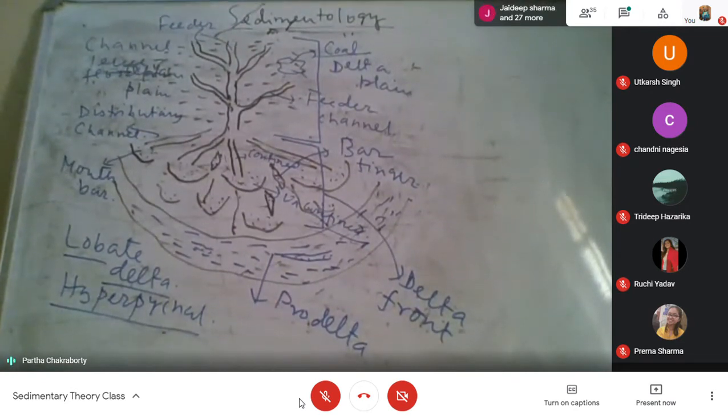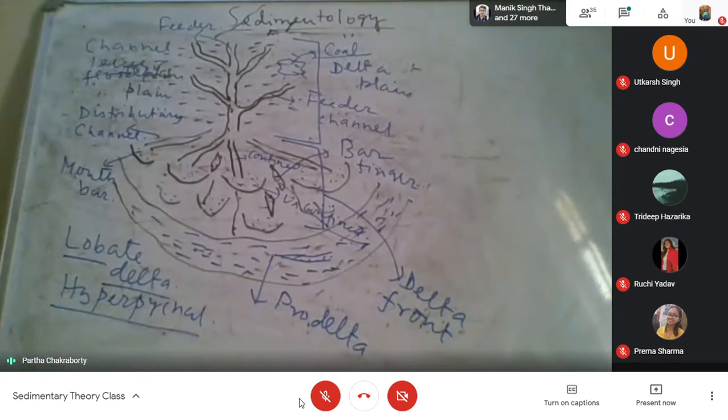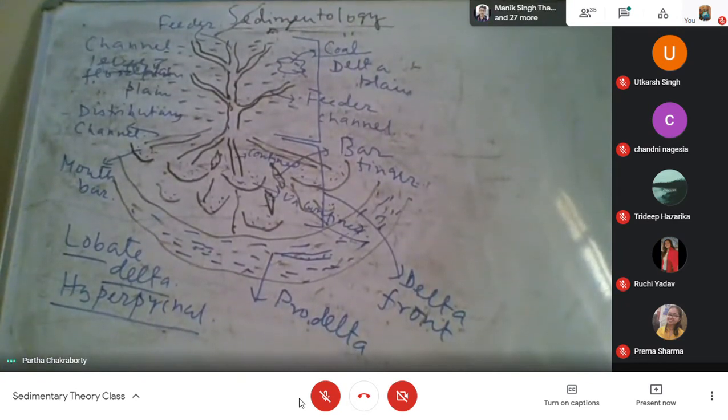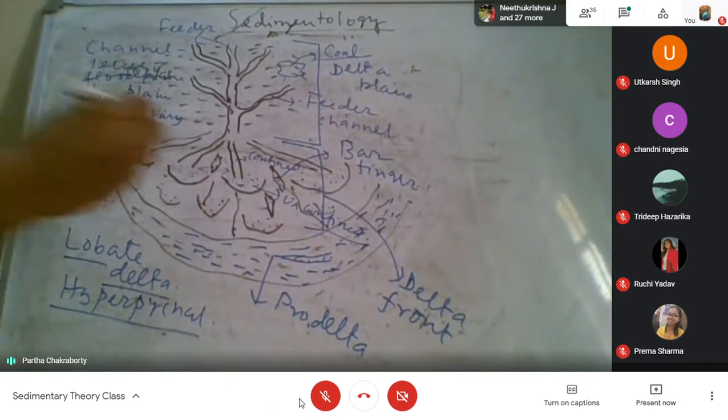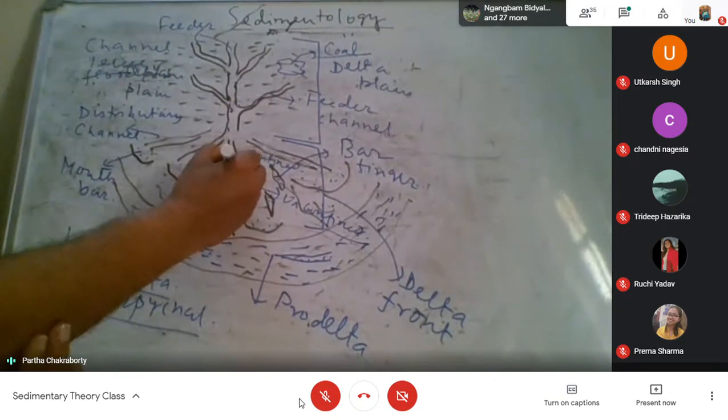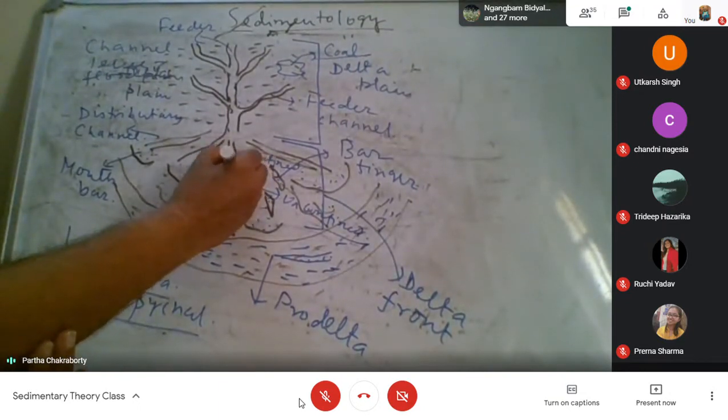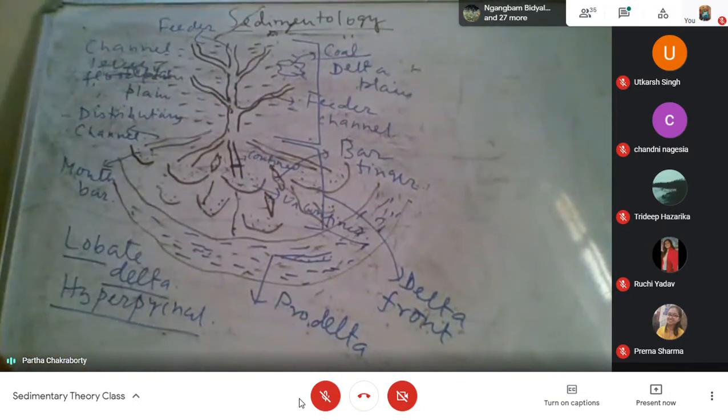Now, how do we distinguish between a channel and a mouth bar? What will be the product of a channel and what will be the product of a mouth bar? How do we distinguish the products in the rock record, that this is the product of a channel and this is the product of a mouth bar? If you see, both are not laterally extensive. So how will be the geometry of a channel?